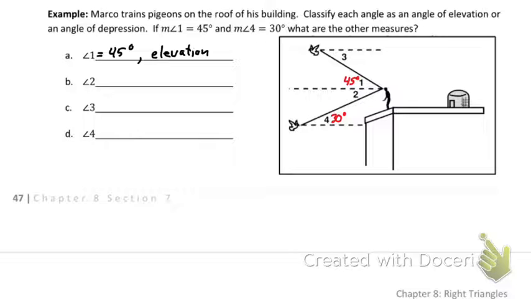So angle 2 doesn't have an angle measure on it. What would the measure of angle 2 be? Daniel? 30. It's going to be 30 degrees.